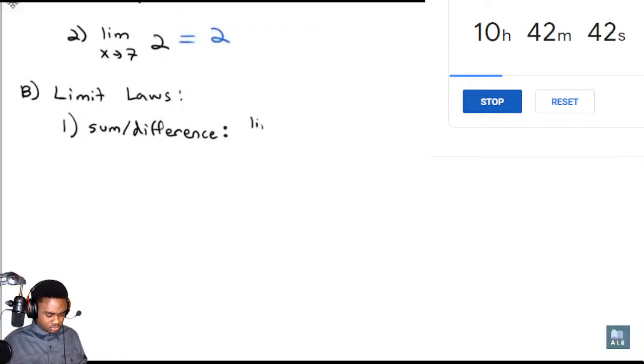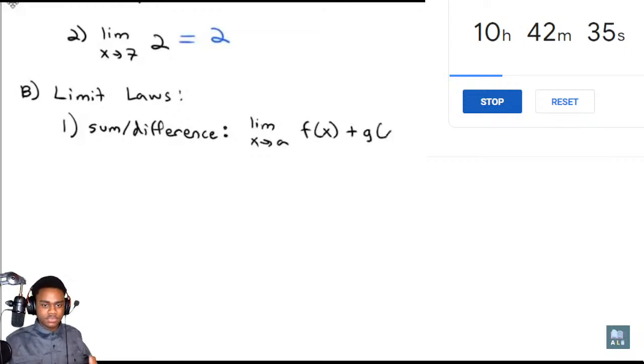And the idea here is if we take the limit as x approaches some number a of 2 parts that are added together, maybe f of x plus g of x, that is actually the same as if we took the limits of the 2 parts individually, the limit as x approaches a of f of x, and added the limit as x approaches a of g of x. If we take the 2 parts individually, we'll get the same result. And it works for subtraction also. So I'm going to change this to plus or minus.